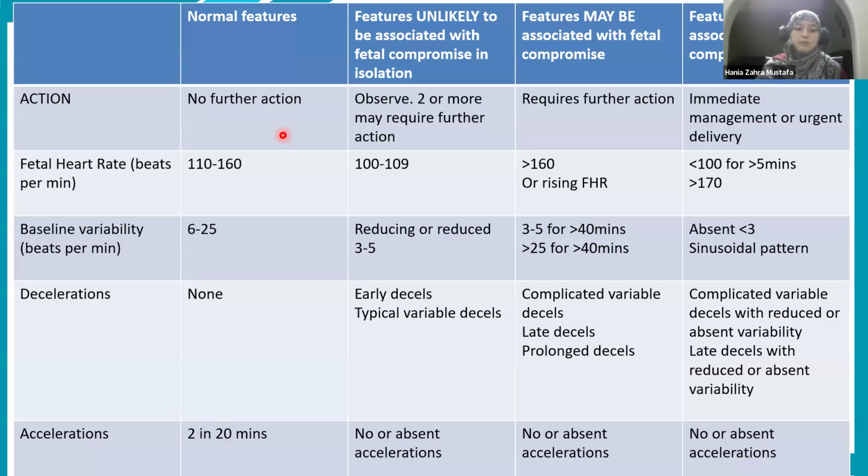This table comprises the fetal heart rate, baseline variability, deceleration and acceleration. It will tell us whether it is of normal range, whether it is occurring in isolation. When any of these occurs in isolation, it doesn't mean that the fetus is compromised.